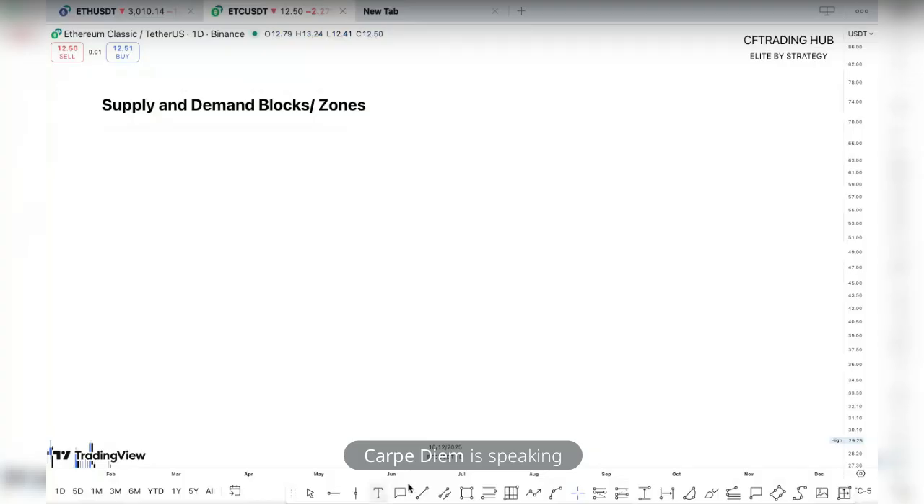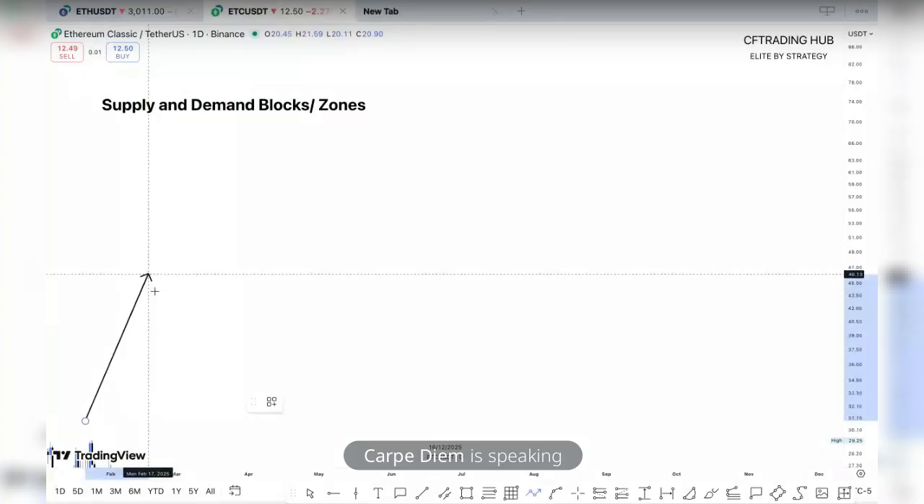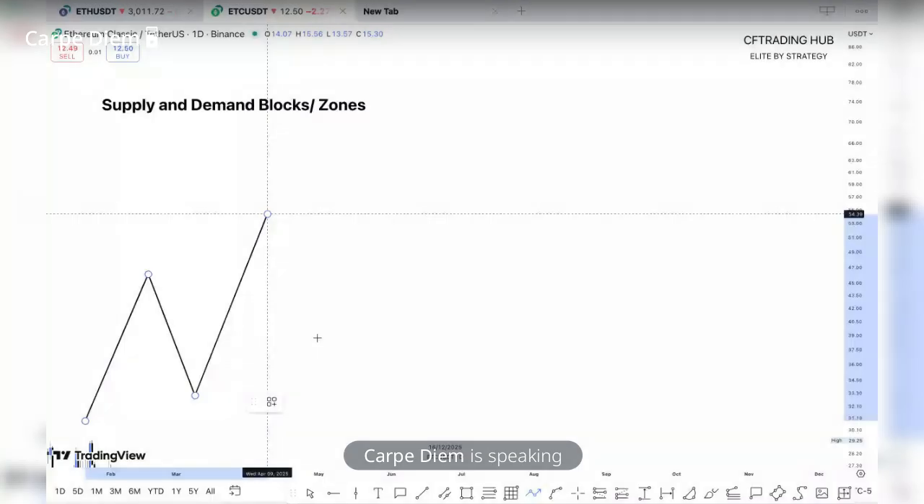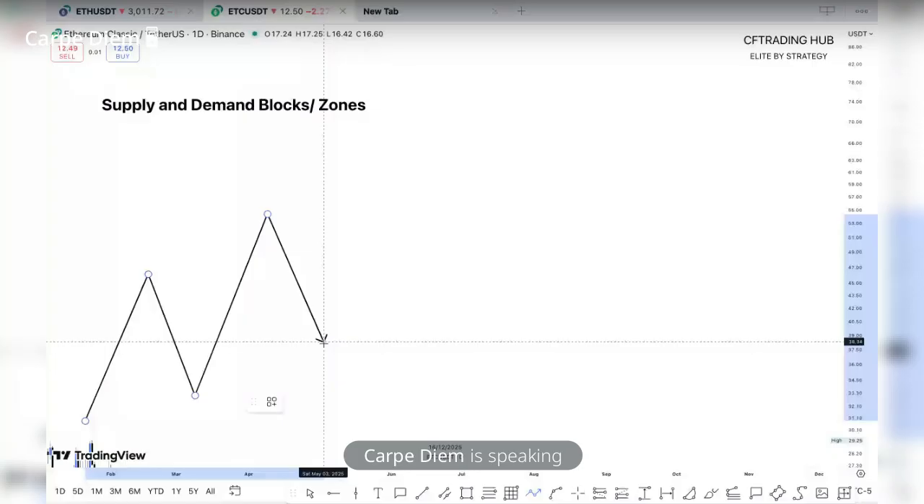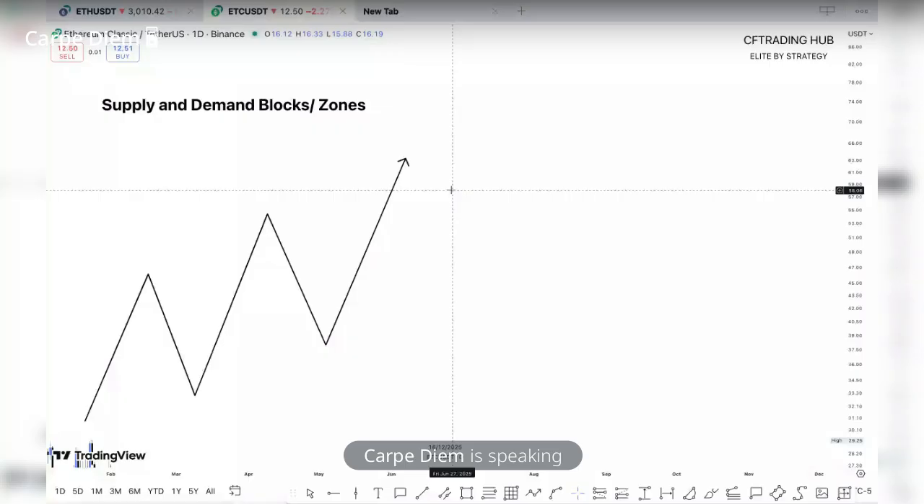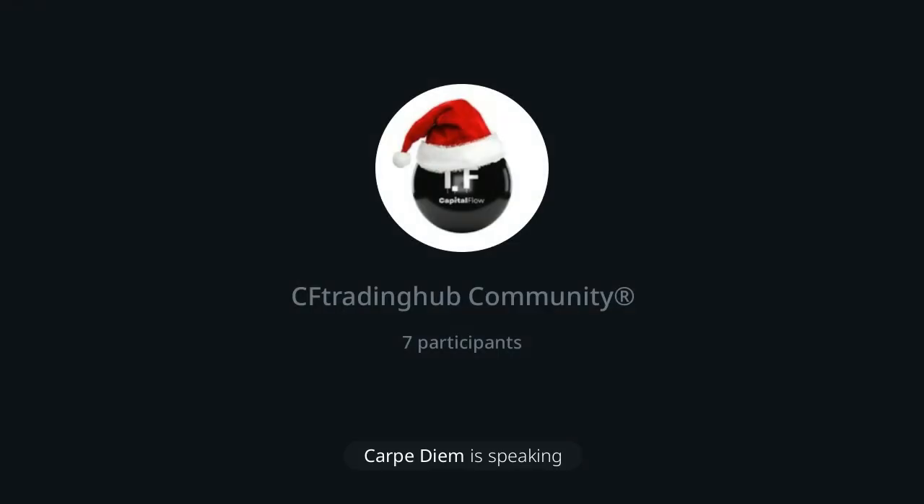So let me make an example of it here. I believe everyone here should already understand the concept of market structure, which is: you have an uptrend, you have a downtrend, and we have our higher highs, higher lows and everything we talked about before. Let's make a quick recap for those who were in the class that day with us.